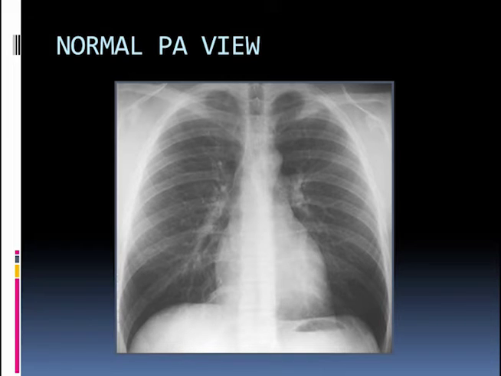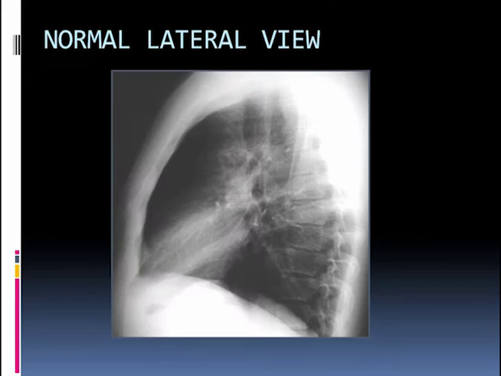Now on the right side, the pulmonary artery and the bronchi divide. The pulmonary artery sits in front of the main stem bronchus, and they divide together as they go out into the lung. So you don't see the pulmonary arteries separate from the bronchial tree on the right side. And finally, below that, we can see the border of the right atrium. So those are some of the things we look for on the PA view of the chest.